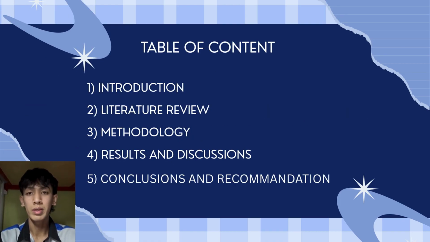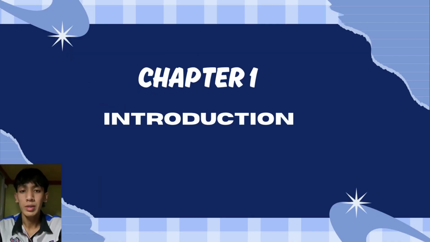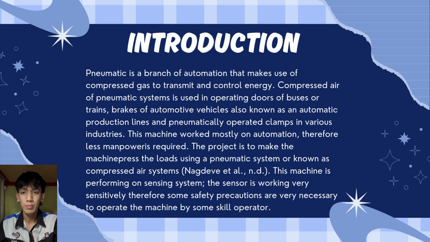So, this presentation is divided into 5 chapters: Introduction, Literature Review, Methodology, Results and Discussion, followed by Conclusion and Recommendation. So chapter 1 covers the objective, introduction and the scope of work. Pneumatic is a branch of automation that uses compressed air to transmit and control energy.